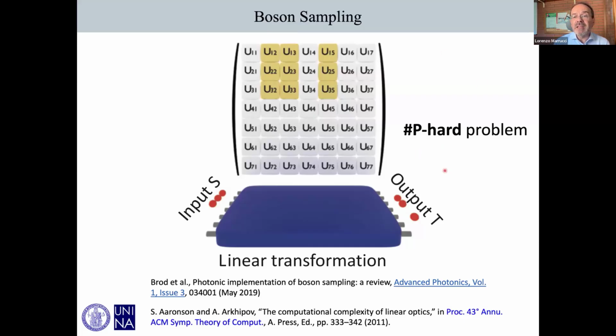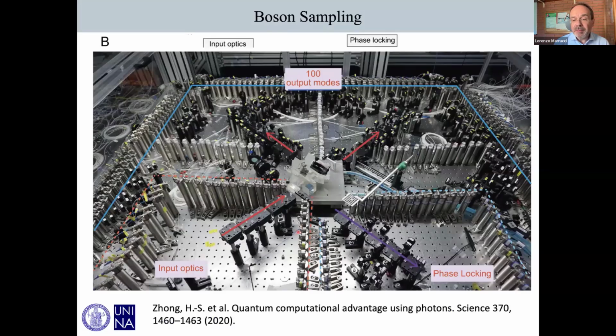More technically, this calculation is a class P hard problem. And this is an image from a paper in Science of 2020 in which, using this approach based on boson sampling, I guess the first quantum computational advantage using photons was demonstrated by Pan's group in China. And this was using 100 input and output modes, and I forgot how many photons at the same time.